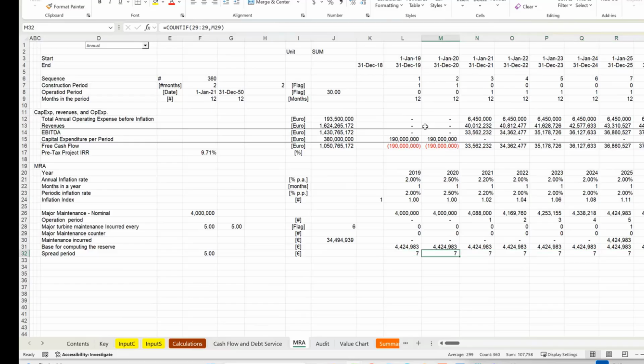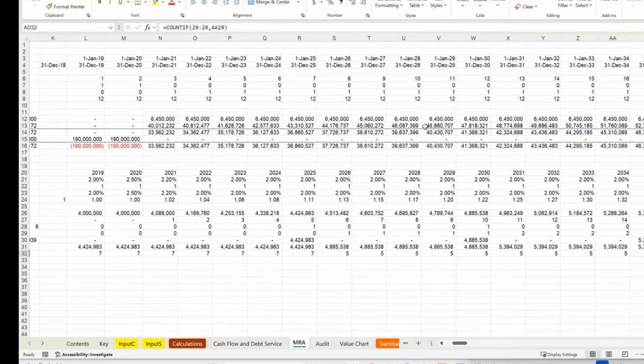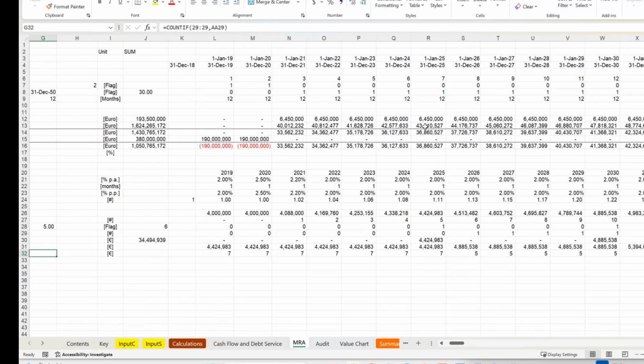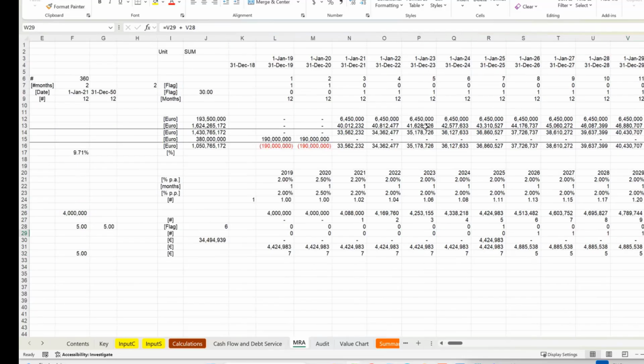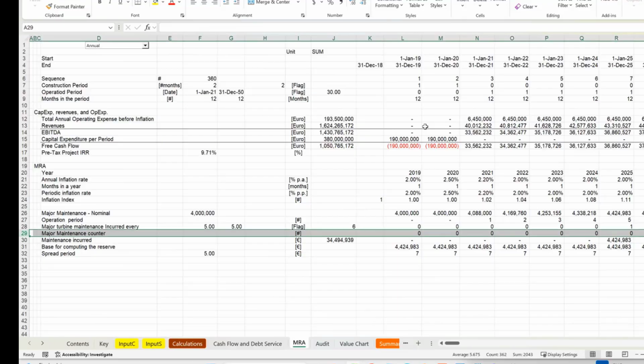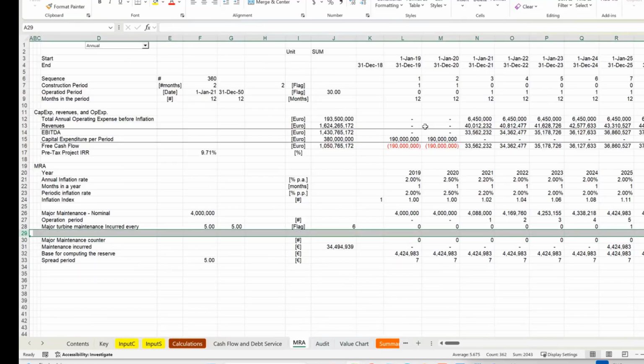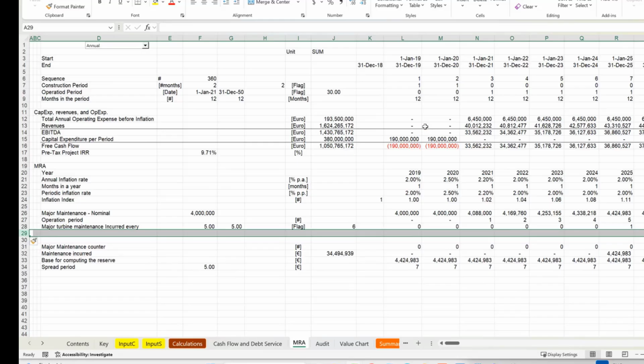So what we need to do is adjust our counter variable, and that is a real problem that I've run into. Where's our counter? The major maintenance counter. Could you insert another line? I would insert 2 lines because I make this mistake so badly.